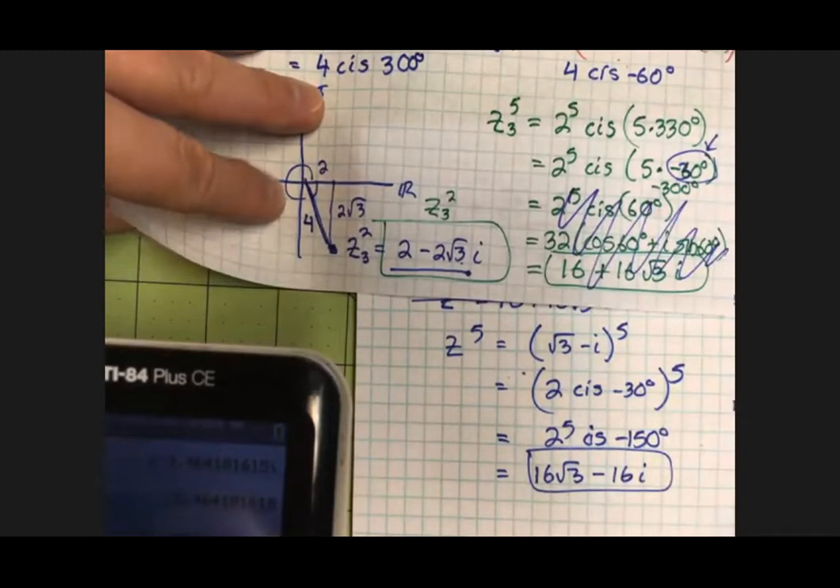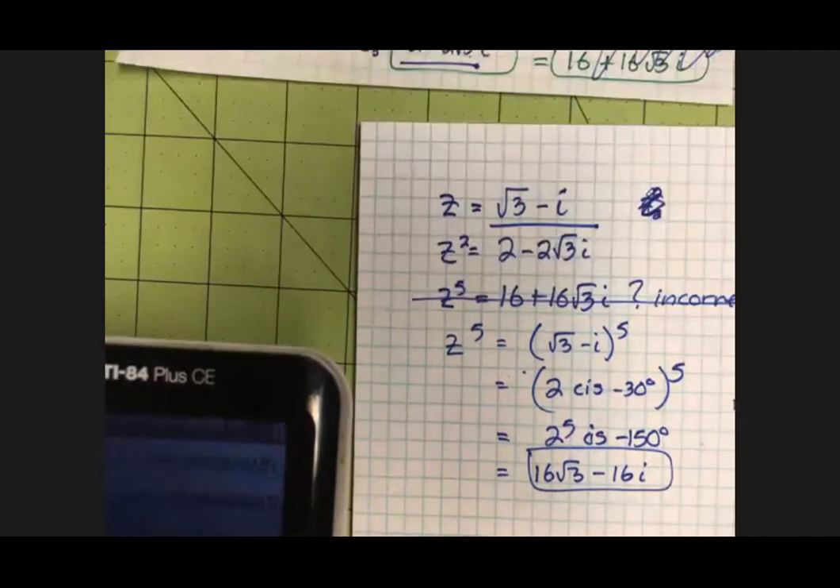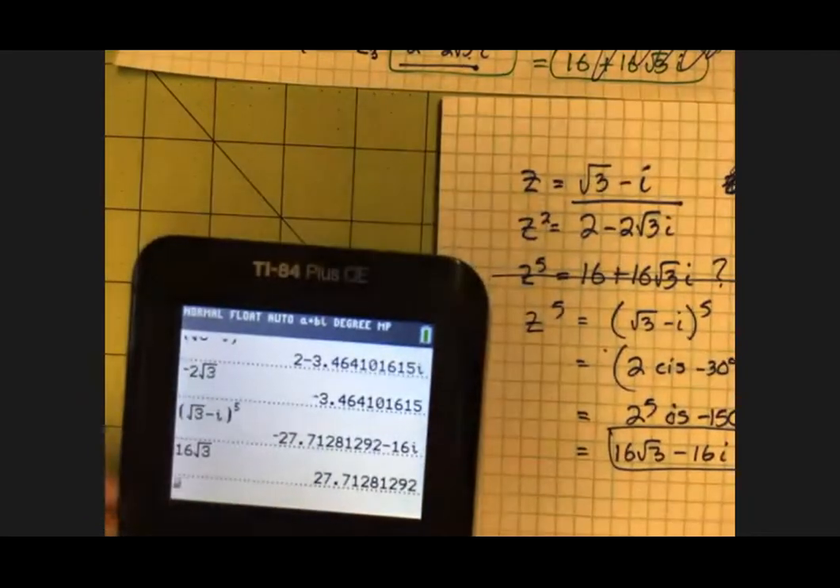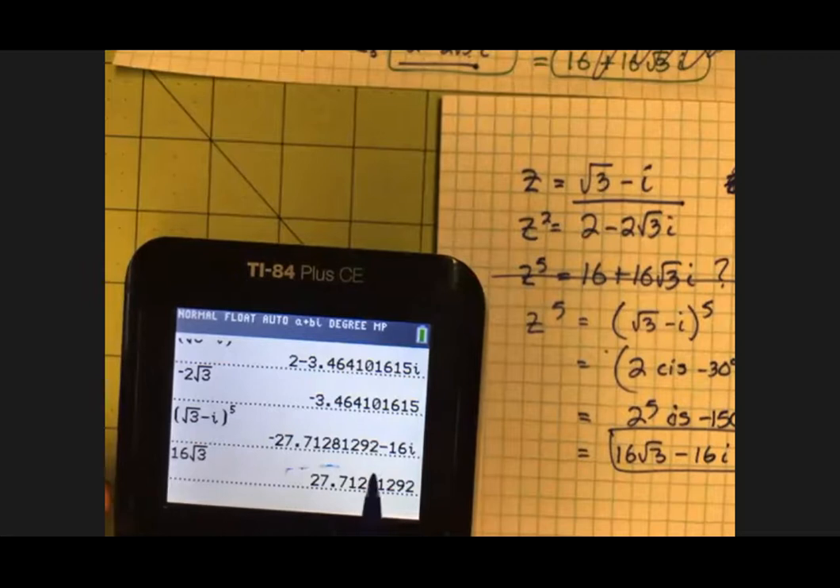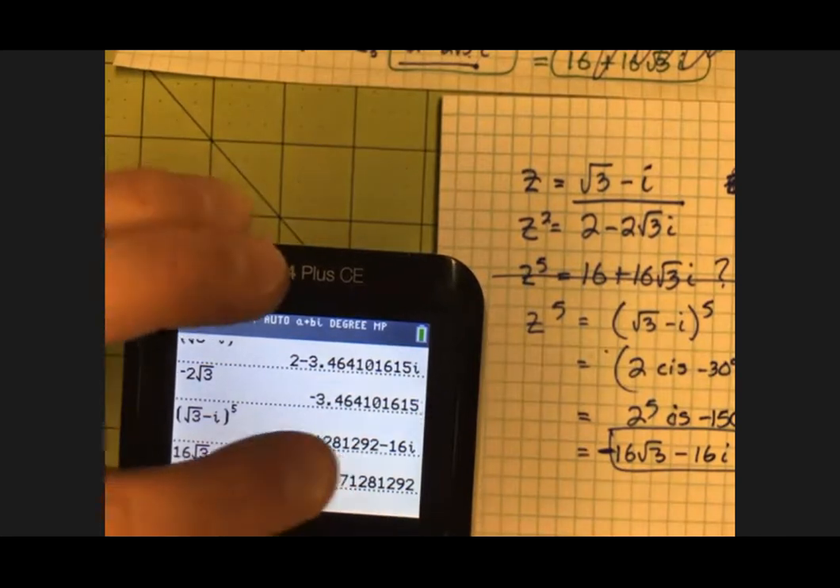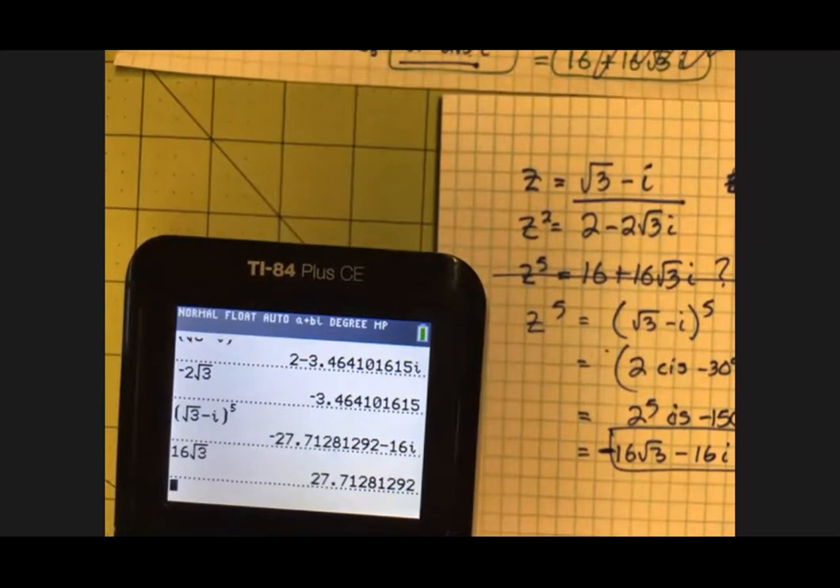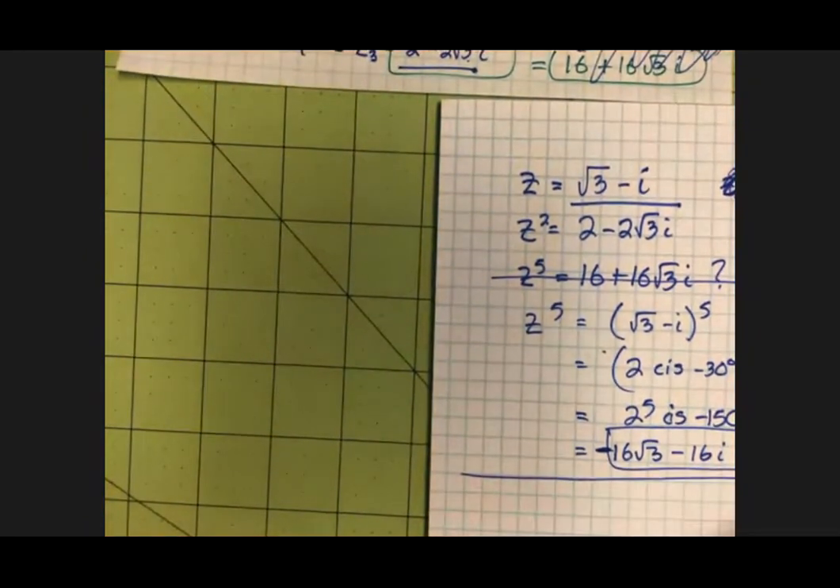Let's scribble out that portion there. Okay, that's what I got for here. This is 16 root 3 minus 16i. Let me wipe the ink off my screen. Okay. So trigonometric form excels at making powers.